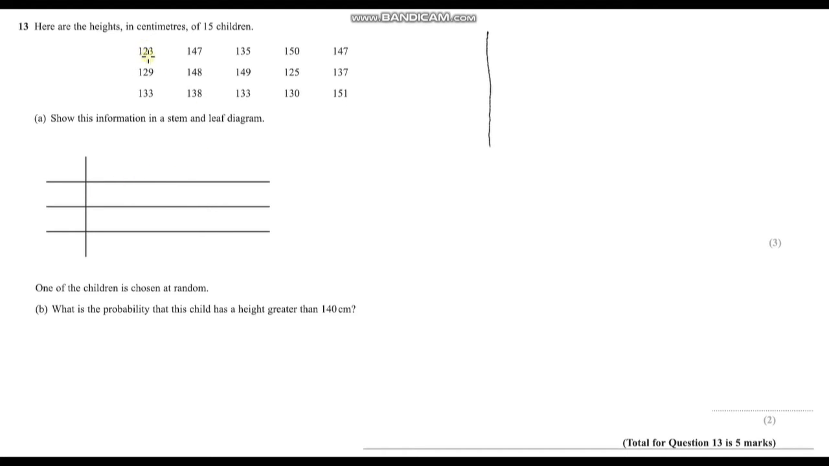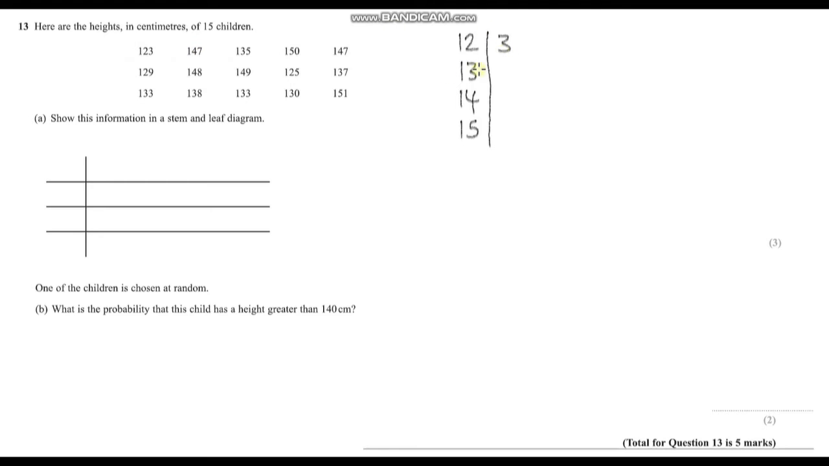If I go through all of the numbers, I can see that we're starting in the 120s. So I'm going to put 1 and 2 here for 120. And then we're going all the way up to, I think the maximum is 151. So we're going to have 120, 130, 140, and 150s. And now I can just go through the list.